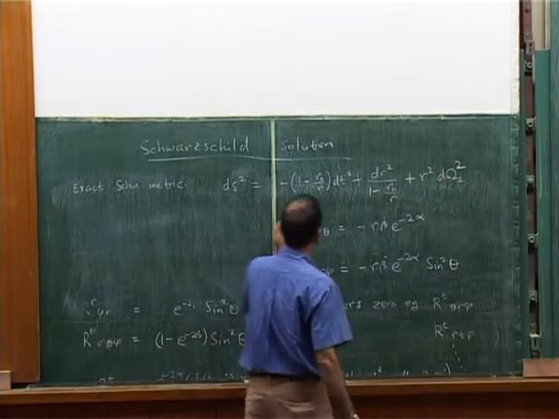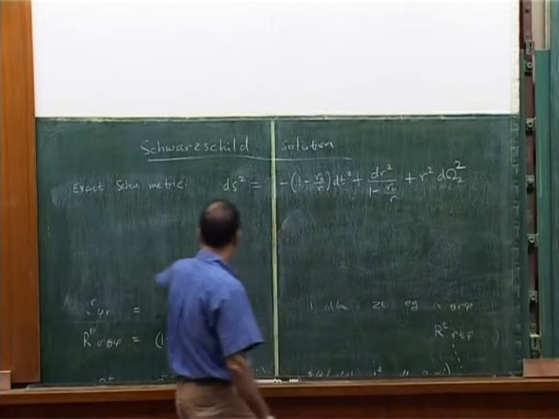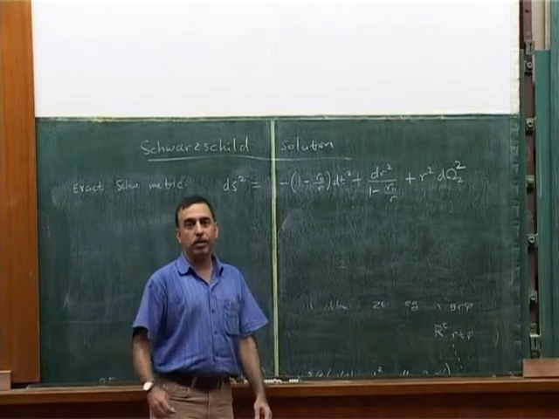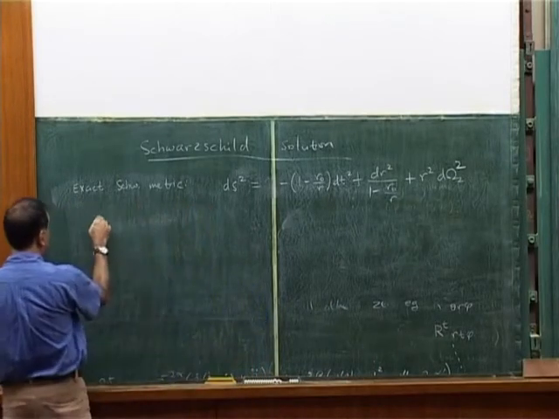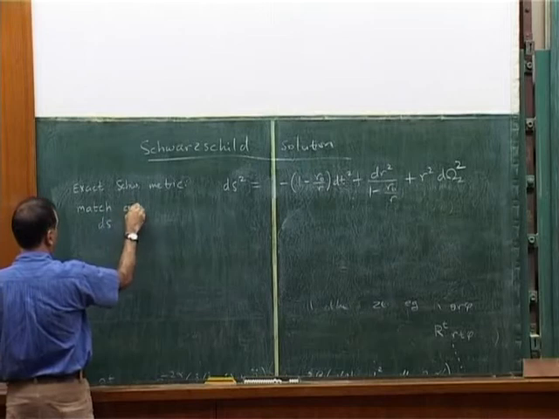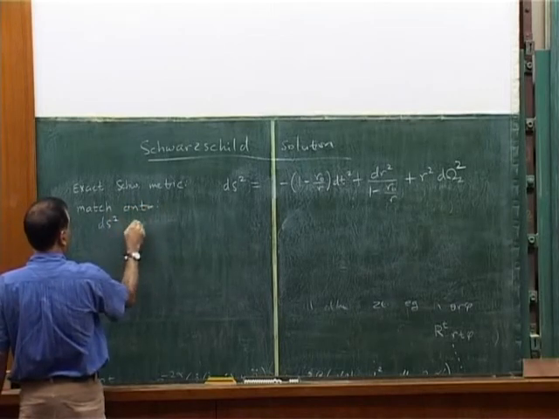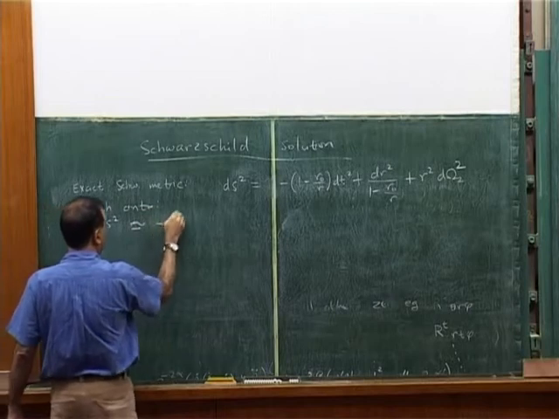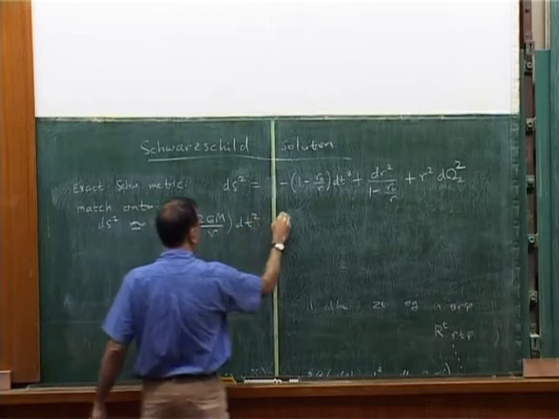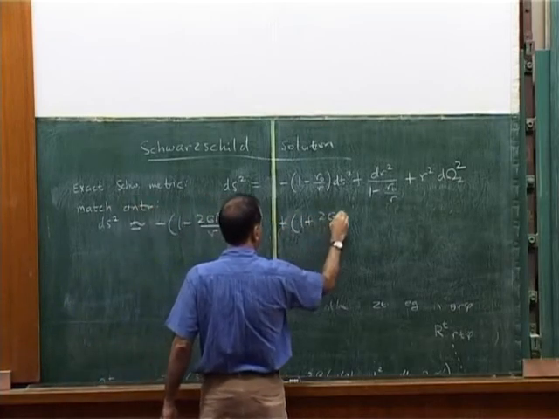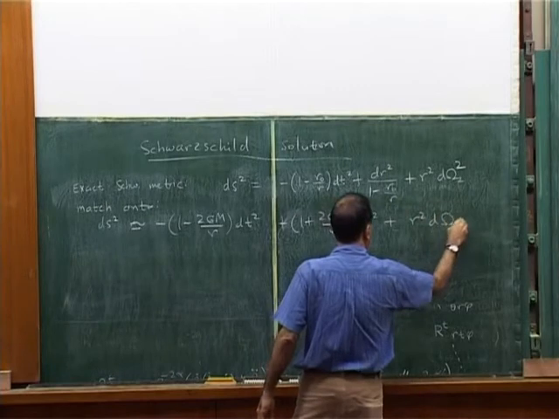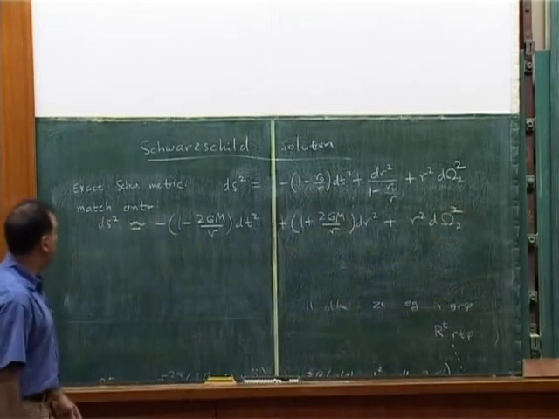And now let's remind ourselves what we were expecting to find by solving the vacuum Einstein equations, which for large R should match on to vacuum Newton's gravity. And vacuum Newton's gravity would have given me the approximate solution: minus (1 minus 2GM by R) dt squared plus (1 plus 2GM by R) dr squared plus R squared d omega 2 squared. Now do these two match for large R?